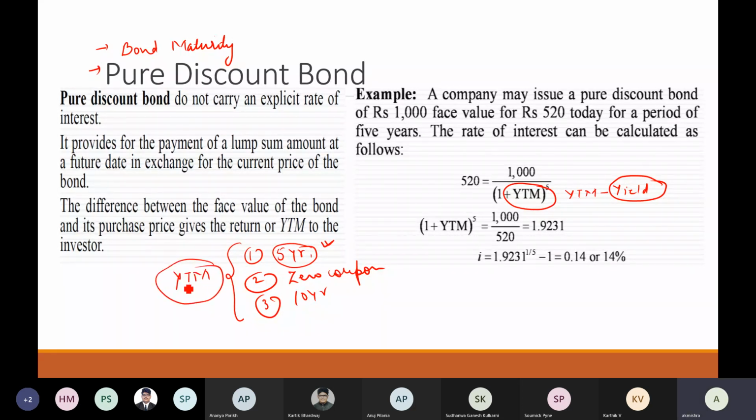Like in case of a stock return, what we use is holding period return or some kind of portfolio return to decide which one is the best one. Same way, YTM is one of the proxy. There are various measures. This is one of the measures that can be used to analyze the best option at a given point of time.